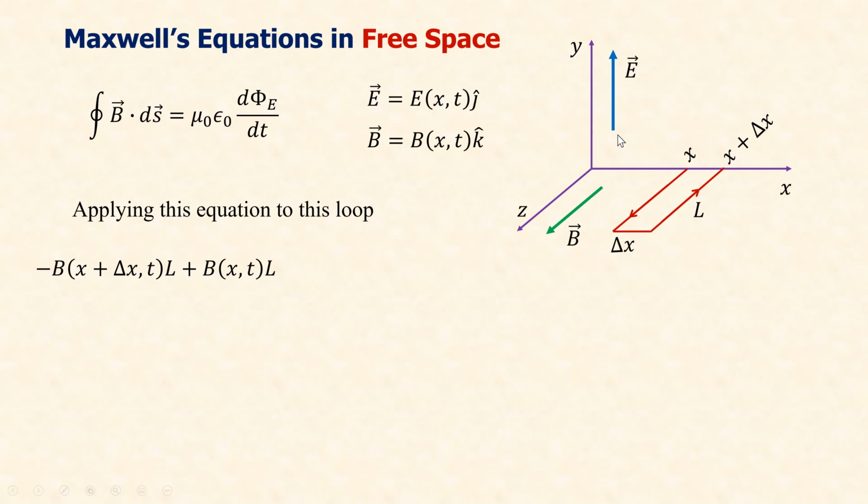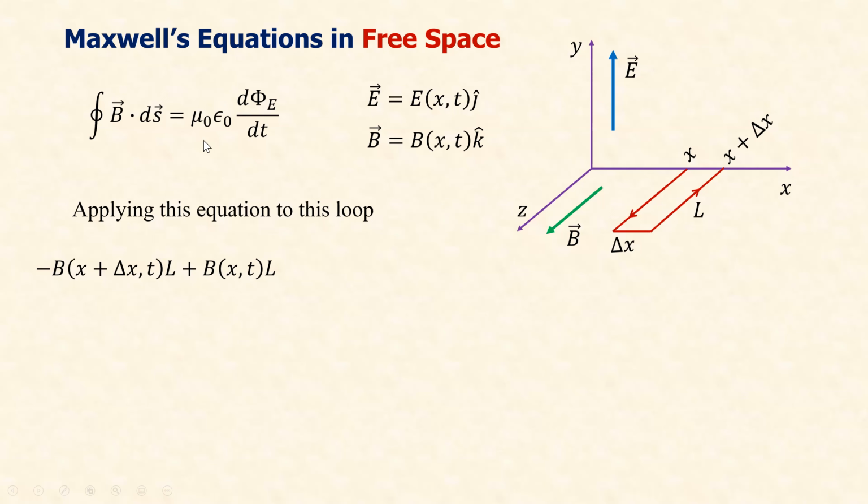So the electric field is kind of uniform in here. It changes a little bit from here to here, but in general, as delta x is set to approach 0, roughly we can say this is the electric field at point x and t times the area. All right, that's the flux.